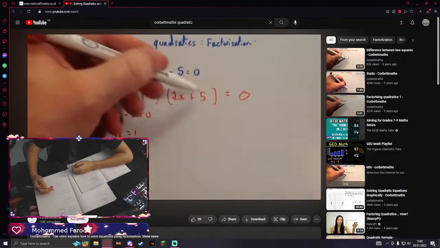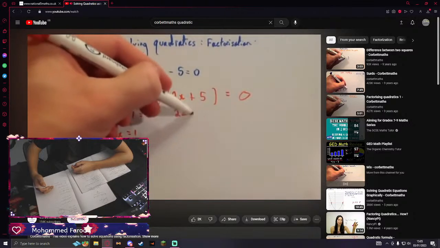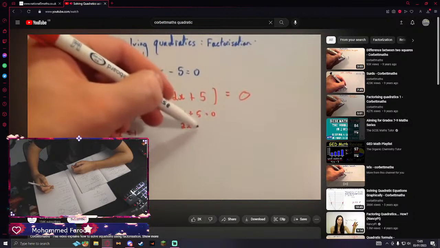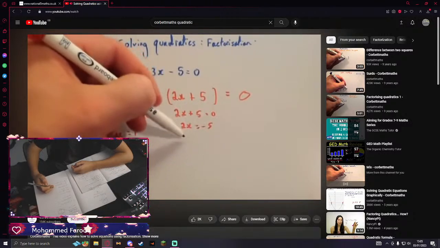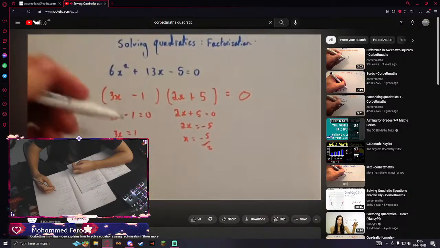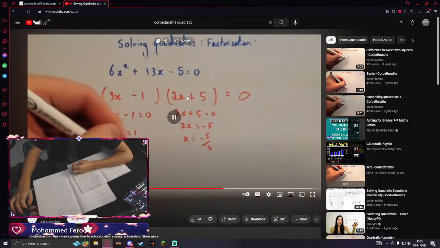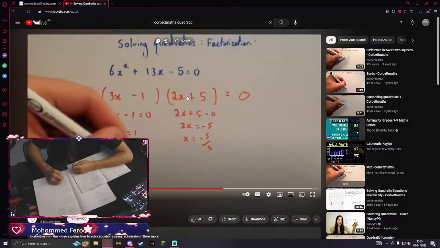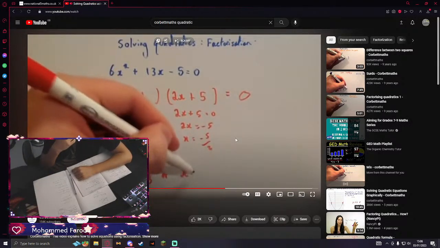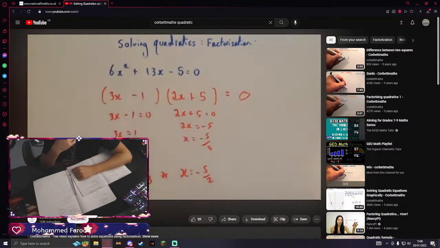Over here, you've got 2x plus 5 equals 0. So if you take away 5 from both sides, you get 2x equals minus 5. And divide by 2, so you get x equals minus 5 over 2. So that means either x equals a third or x equals minus 5 over 2.